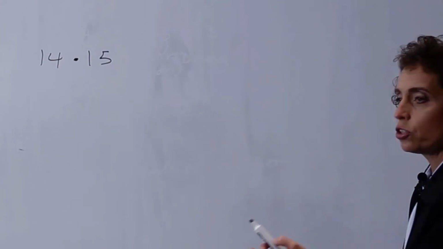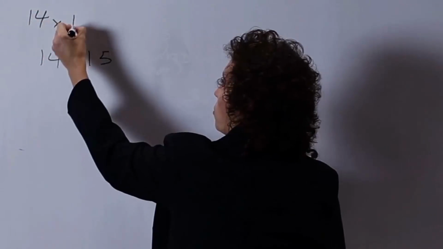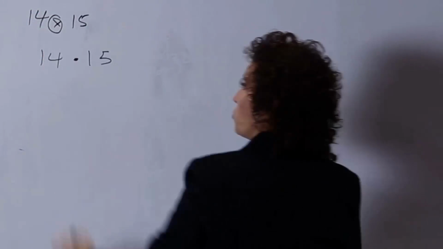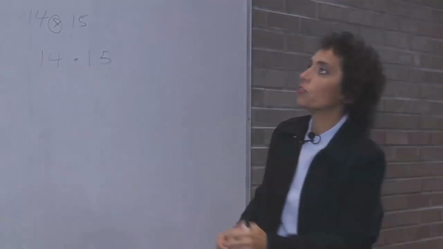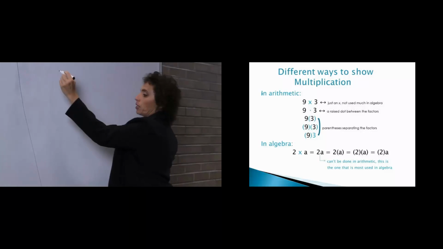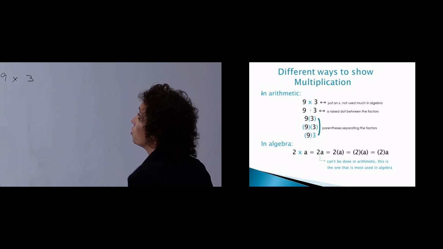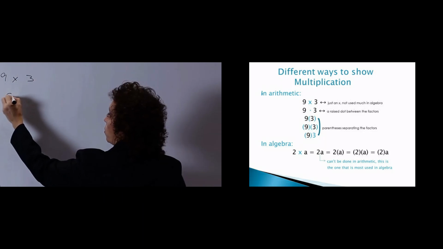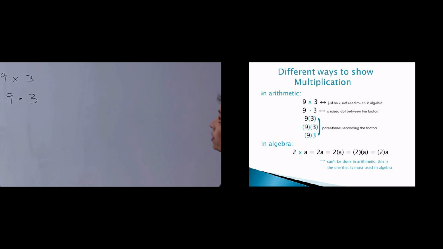You're probably just used to using that little x, like 14 times 15. But in algebra, you've got to be careful of that little x because it gets confused with the variable x. So let's take a look at the different ways we can write it. Let's start with something like 9 times 3. That's what you're used to saying. Well, you could also do 9 raised dot 3. That also means 9 times 3.